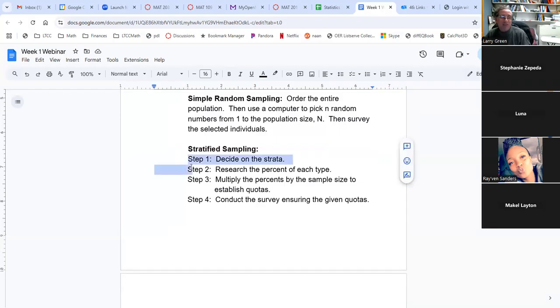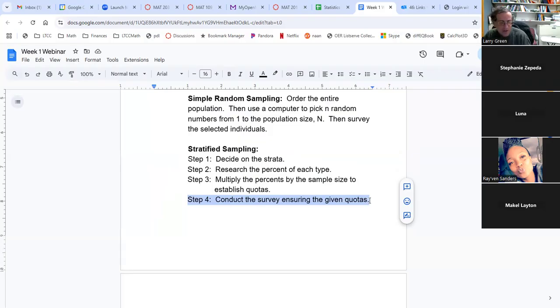Okay, stratified sampling, that's what I just talked about. And by the way, here are the steps. Step one, decide on the strata, and that could be, for example, age. Step two, research the percent of each type. Step three, multiply the percents by the sample size to establish quotas. And step four, conduct the survey, ensuring the given quotas.